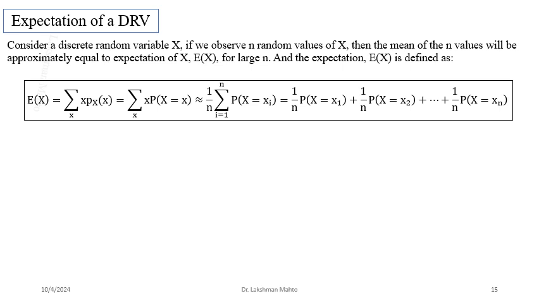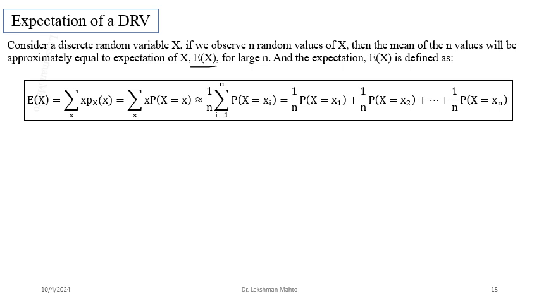Empirically, if we take n very large, n approaching infinity, that empirical average will approach the expectation of x. That means when you go for empirical average, when you don't know the distribution, you are just observing n values, summing them up and dividing by n, and you get the empirical average of that quantity. And if you take n approaching infinity, it will give the expectation of that random variable.